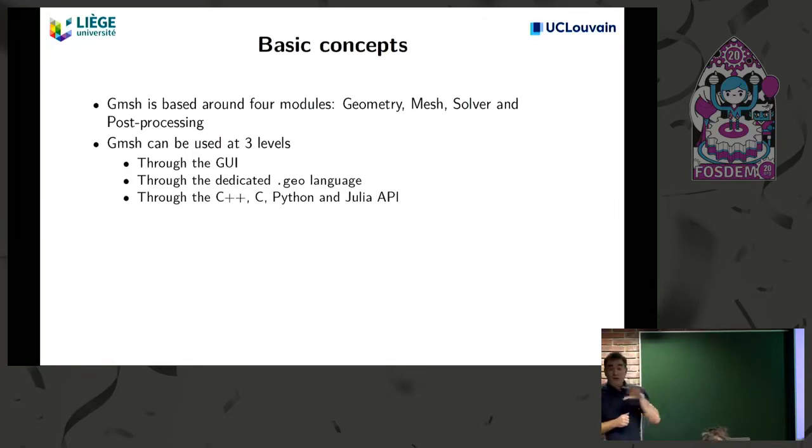You can use a dedicated geo language. This is a language that was created before Python was there, and so we needed to have our own little language. The modern way to use Gmsh is through the API. And this API is either C++, C, Python, or Julia.